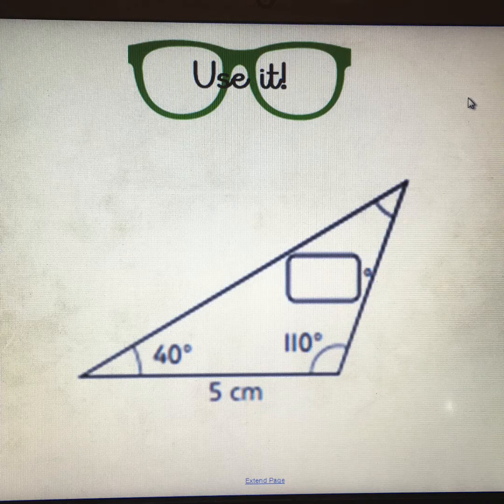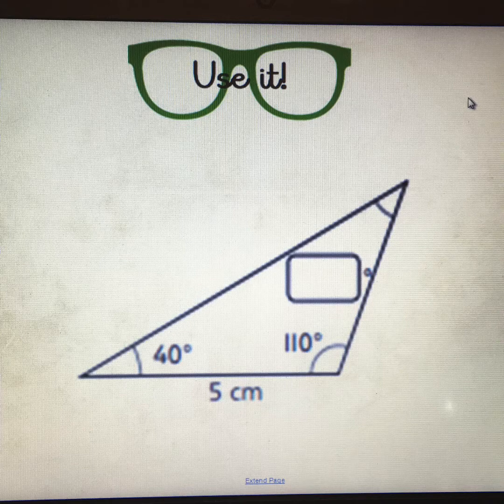So I'm looking at this shape, and it is a triangle. What type of triangle? Scalene triangle, because all the angles are different sizes and all the lengths are different. So I've got that in my brain. Right, what other facts can you tell me about a triangle? How many degrees are there in a triangle? Hopefully you're telling me there is 180 degrees.